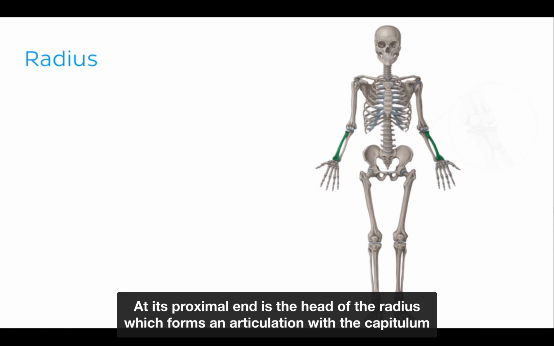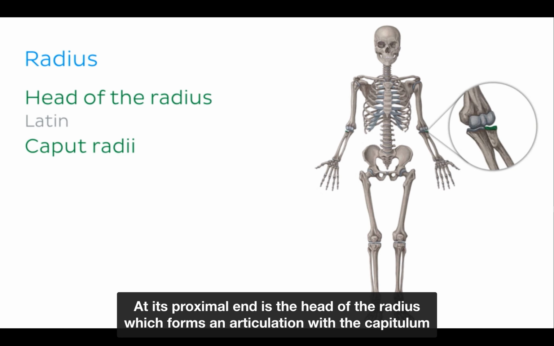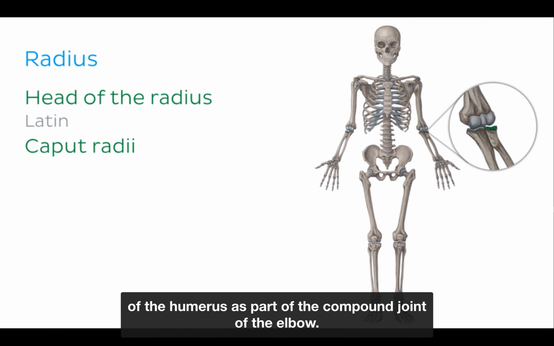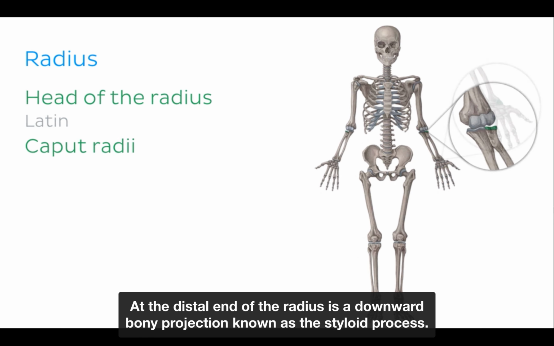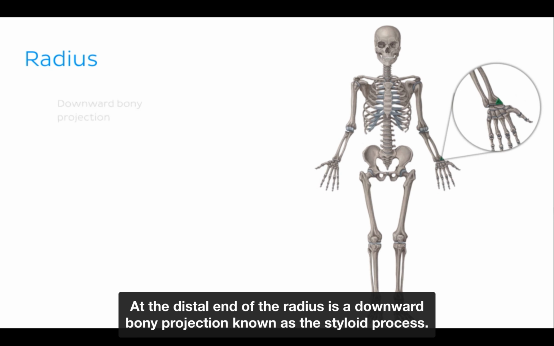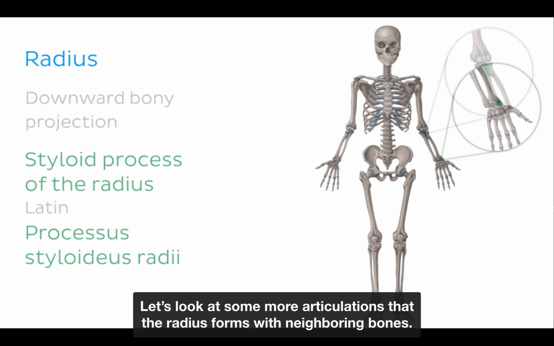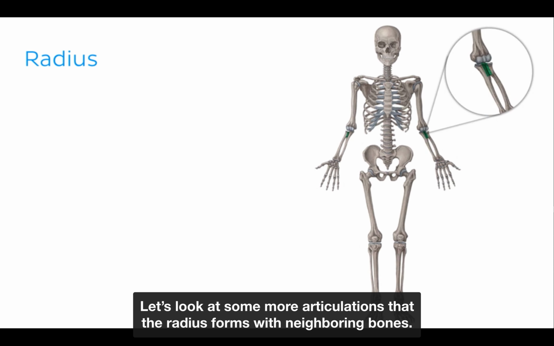At its proximal end is the head of the radius, which forms an articulation with the capitulum of the humerus as part of the compound joint of the elbow. At the distal end of the radius is a downward bony projection known as the styloid process. Let's look at some more articulations that the radius forms with neighbouring bones.